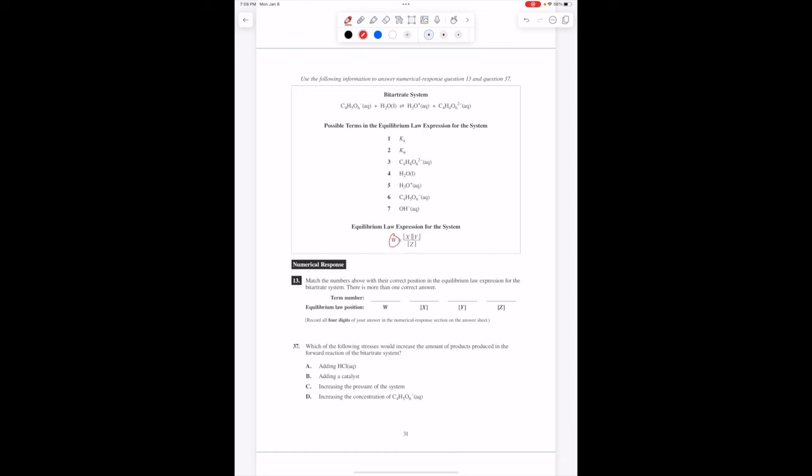So let's do W. W is going to be, this looks like an acid here, so Ka, so that's going to be 1. And then X is products over reactants, so it's going to be one of these. That's going to be either H3O positive, this one, or C4. Could be either one of those. That's why there's more than one correct answer, because it depends on what order you started looking. Anyway, this is going to be a 5. I'll say 5.